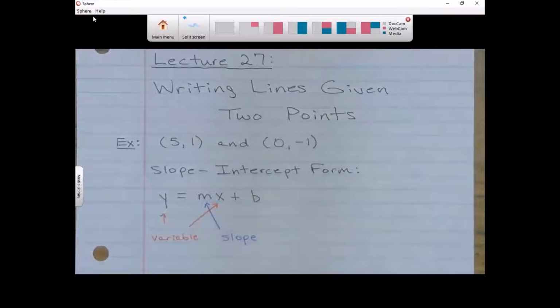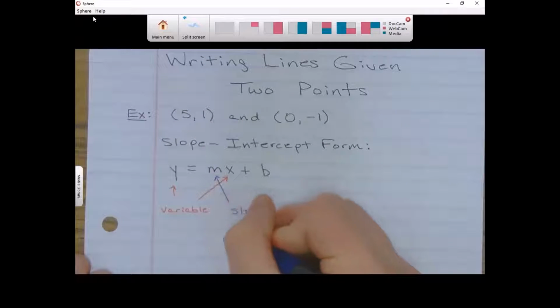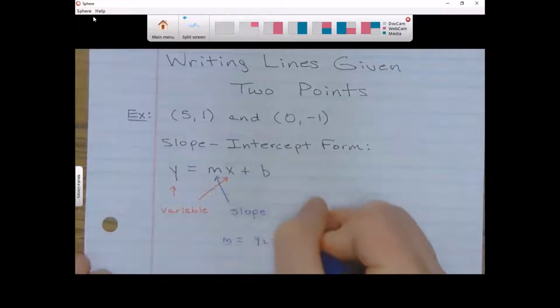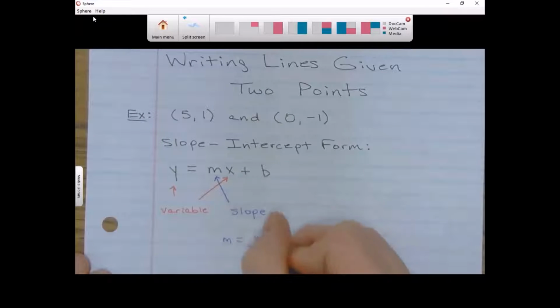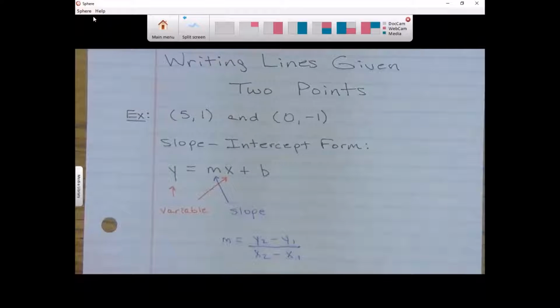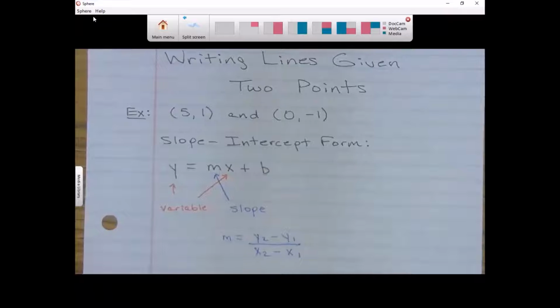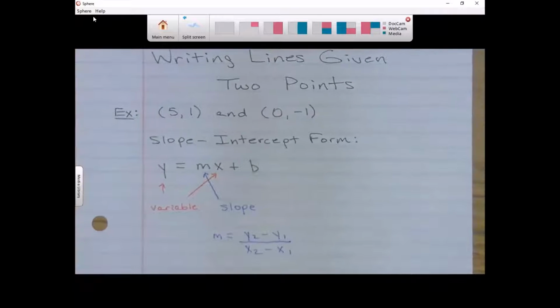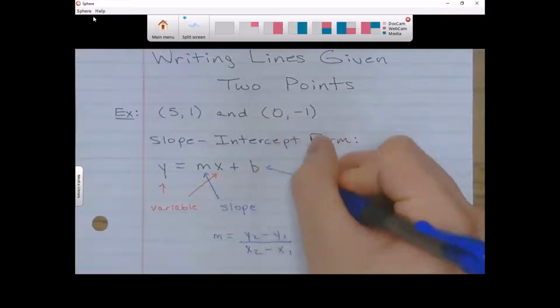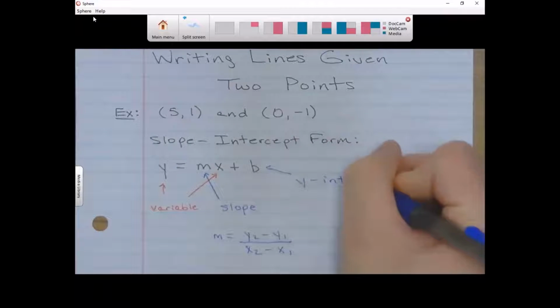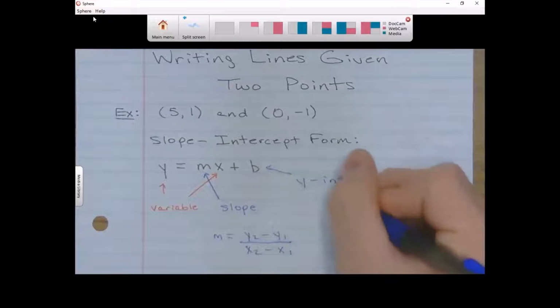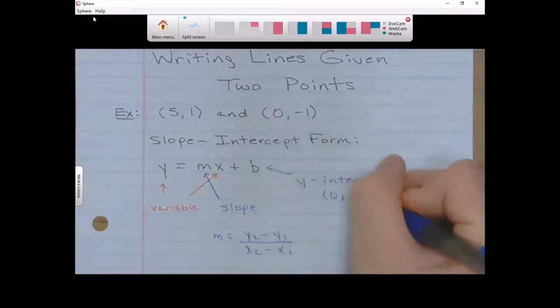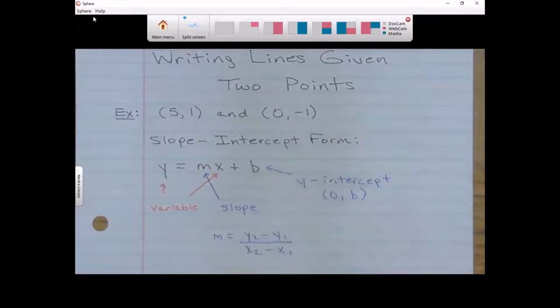And we can find slope using this formula. M equals y2 minus y1 over x2 minus x1. So that's going to be m. And b is going to stand for the y-intercept. And the y-intercept is just going to be a point 0, b. The x-coordinate is always going to be 0, but the y-coordinate is going to be whatever number that b is.